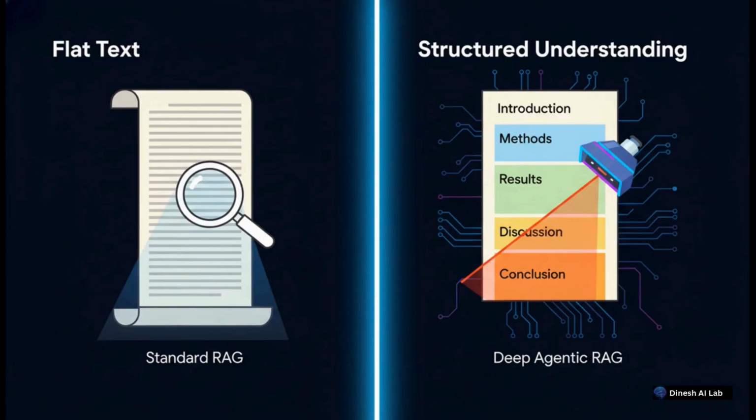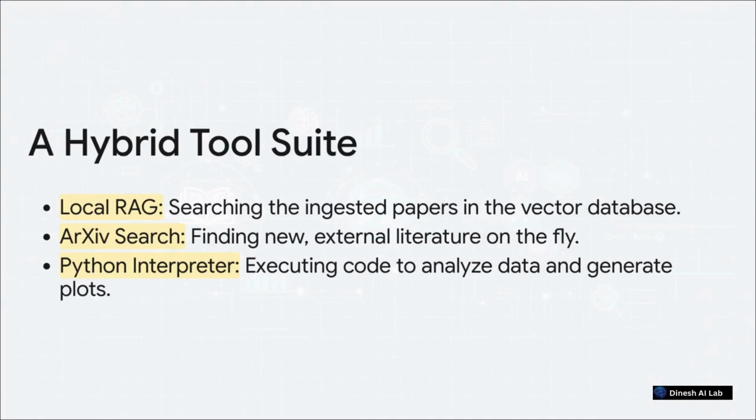Second is its amazing hybrid tool suite. The orchestrator agent isn't stuck with just one move. It can search the local papers you've uploaded, sure, but it can also go out to arXiv to find brand new research. And this part is huge. It has a Python interpreter. It can actually run code to verify mathematical claims or even generate a plot from data it finds in a paper.